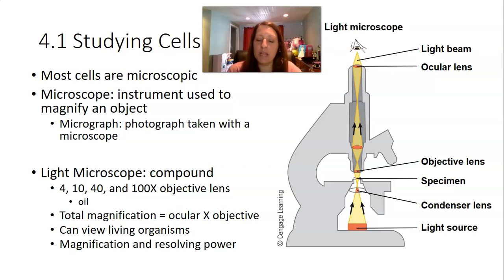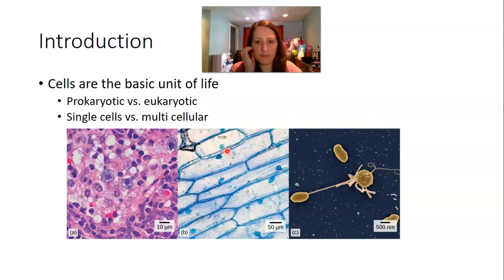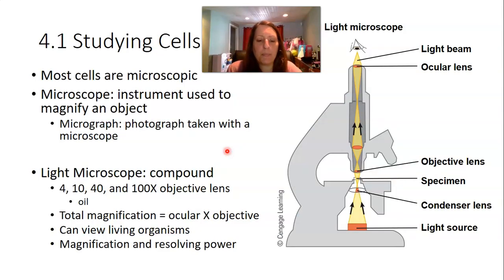And a picture taken with a microscope is called a micrograph. Okay, so for example, on the previous slide, these were micrographs. These are images taken with a microscope. It's pretty neat. Now, the light microscope, which is the microscope that's used in most general biology classrooms or even in high school biology classrooms, we use a light microscope, a compound light microscope.